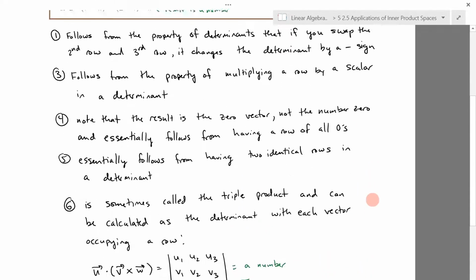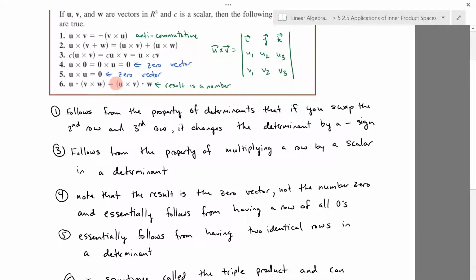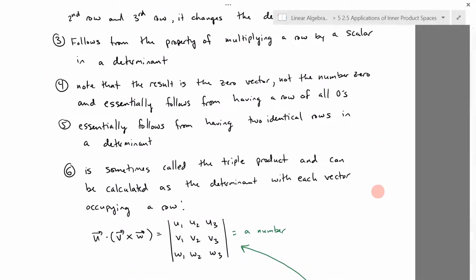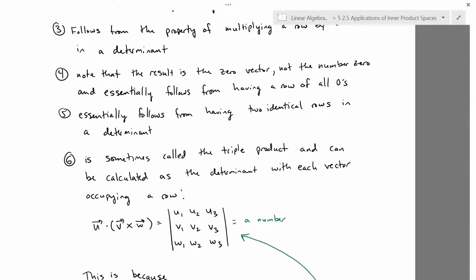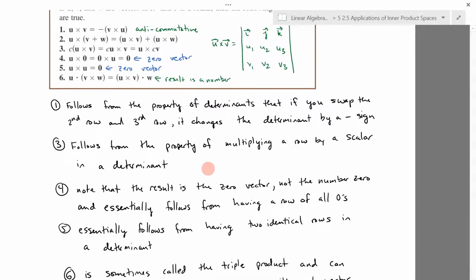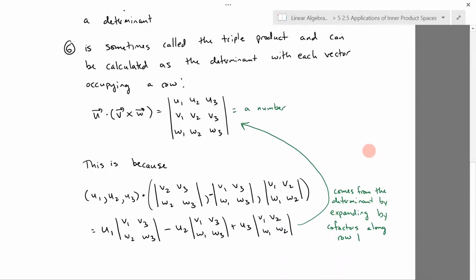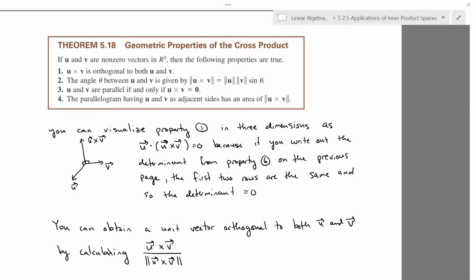And then finally, to compare these two, it's just a matter of swapping the rows in the right way to see that the two things are equal to each other. Okay, so these are some of the algebraic properties of the cross product. Here we'll discuss some of the geometric properties of the cross product.